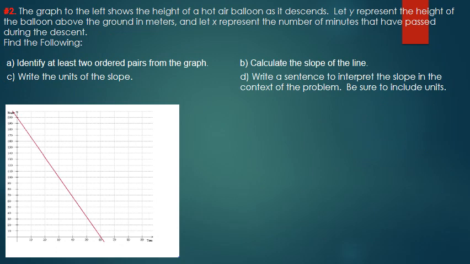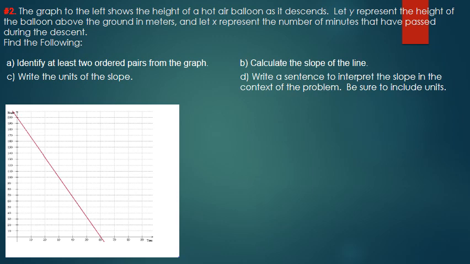In this problem, we'll be doing the same thing as we did in the first problem. First, we're going to identify at least 2 ordered pairs from the graph, calculate the slope of the line, write the units of the slope, and then write a sentence to interpret the slope in the context of the problem. And a reminder to be sure to include units.